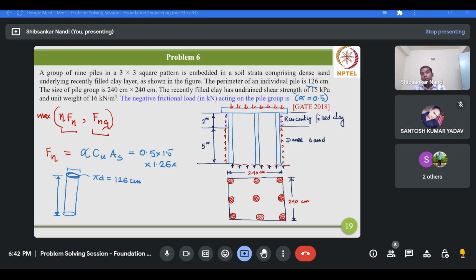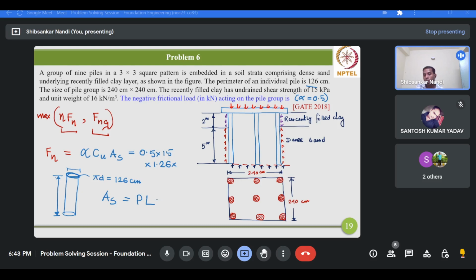No, this is perimeter. This is not the surface area. Surface area is basically perimeter into length. So how can you determine the length from the perimeter? Perimeter and length are two different entities. So you have to calculate the AS, the surface area of the pile. For that you need to know these entities separately, perimeter and length. So the perimeter is given as 126 centimeter.